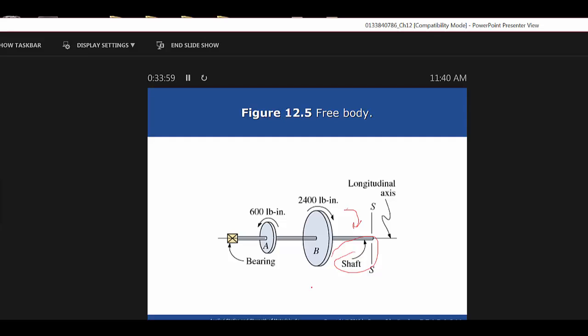No, I'm thinking if we're looking at what's going on between B and C, what does A have to do with that? Well, what A has to do with that is A is helping that shaft resist that 2,400 pounds-inches. Isn't it? Yeah, well, sure it is. It's all one system, right? They're all keyed together, so they're all spinning. Okay?